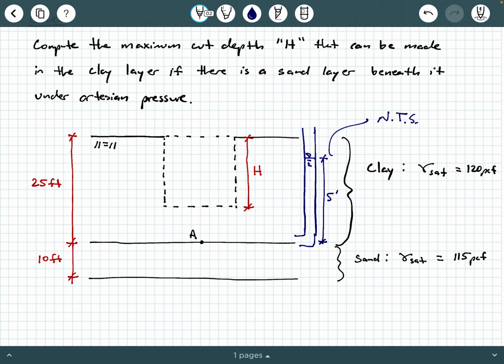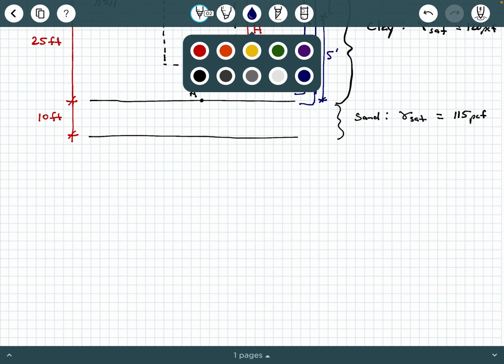All right. So the question becomes, again, how deep can we cut into this clay layer so that you don't have blowout or heave at the bottom of the cut, right? That's what we become concerned about, is if you cut down too deep, you have this pressure buildup from the sand layer, and it'll blow out the cut. All right. So let's go ahead and figure out how we tackle this.